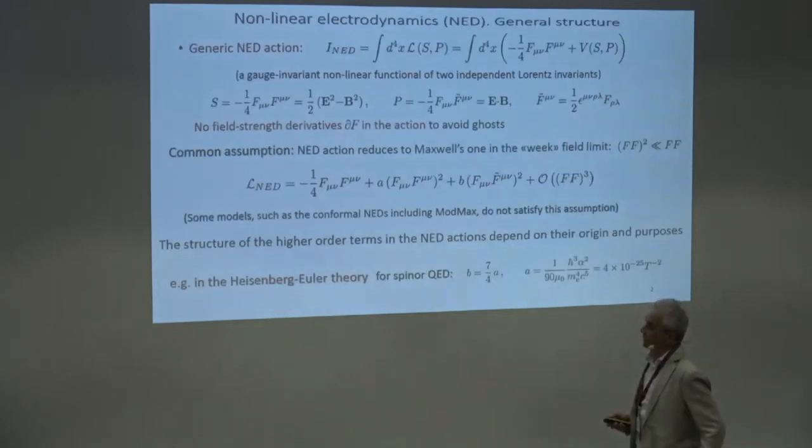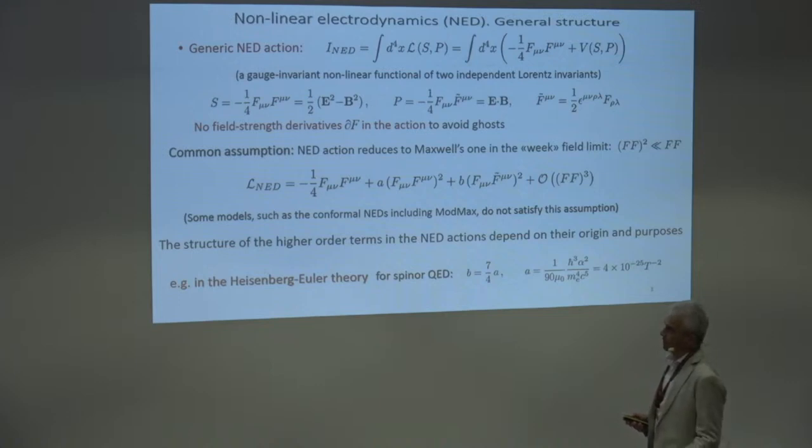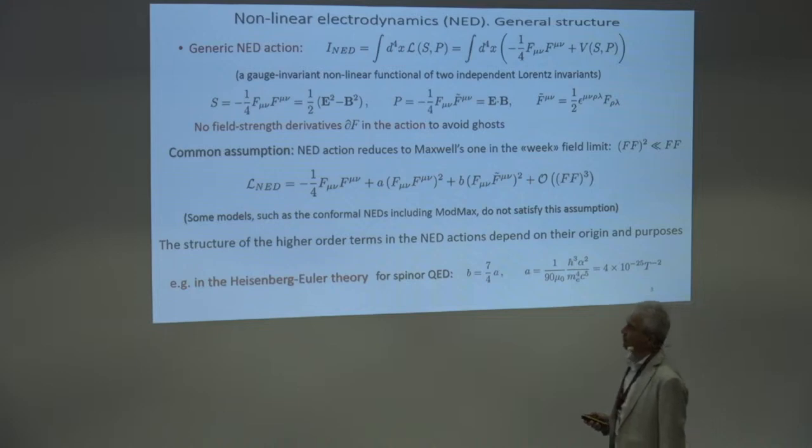What is nonlinear electrodynamics? It's a theory which generalizes Maxwell theory to a theory of self-interactions of electromagnetic fields. So the generic Lagrangian depends on the two possible invariants in 4 dimensions, which one can construct from the field strength of the electromagnetic field. This is a scalar and a pseudo-scalar, where F tilde is the Hodge dual of F.